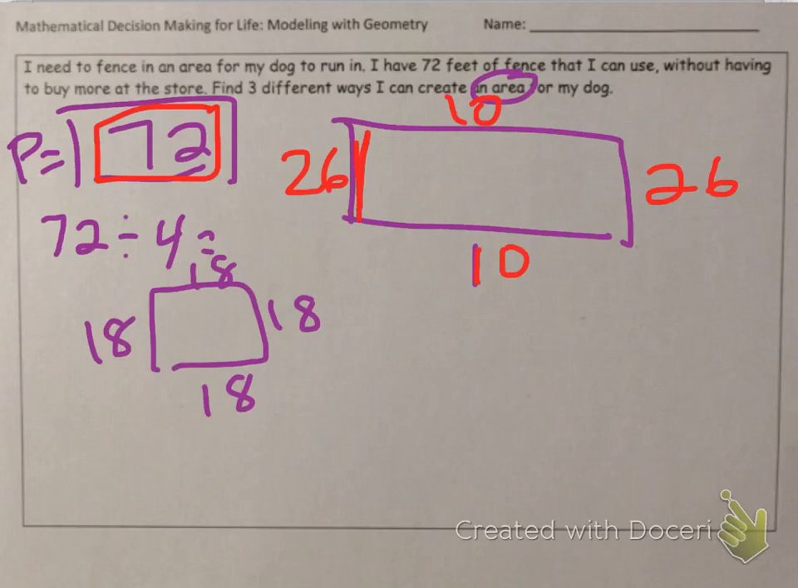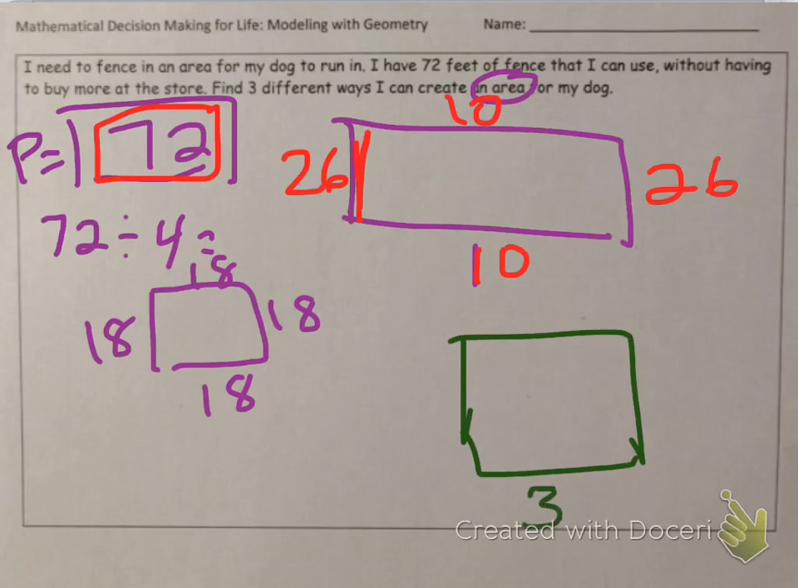But there's a second way that I could draw an area for my dog. Now let's just find a third way. Again, you guys, I can just really pick some random numbers here. I think keeping them even is going to help. So let's say I want to do 30 on this side and 30 on this side. That makes it 60. And then I would have 12 feet of fence left, split 2 different ways. So I could go 6 and 6.